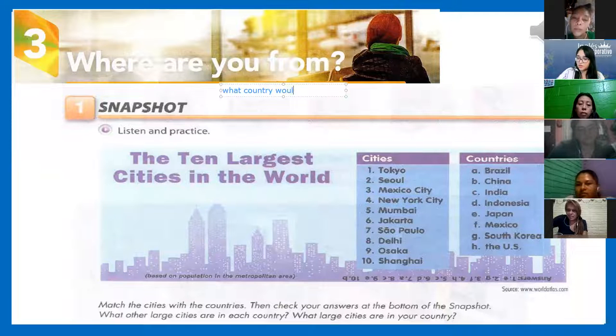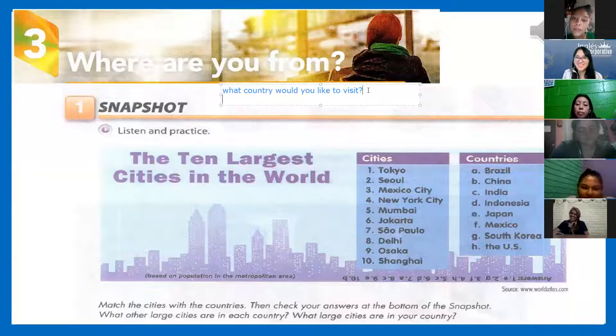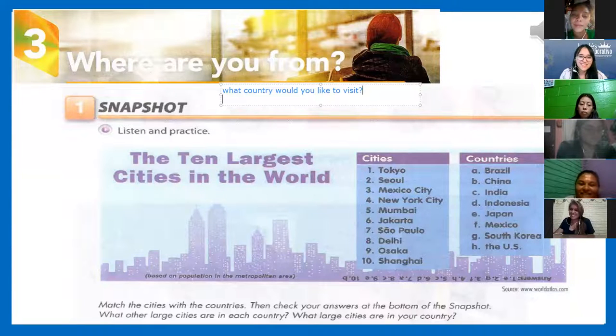What country would you like to visit? Argentina. Why Argentina? Chile. ¿Por qué? Why Argentina? Because I like the football. Oh, football. What about El Salvador? Yes. No. I like them, but they lose. Yes, yes. They lose all the time. Not all the time. Okay. Yes. That's good, Katia. What about you guys? ¿Qué país? What country would you like to visit?